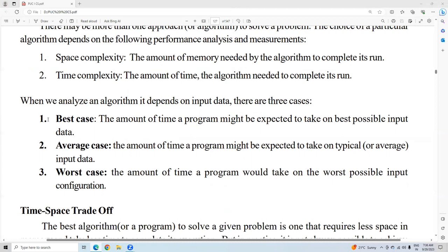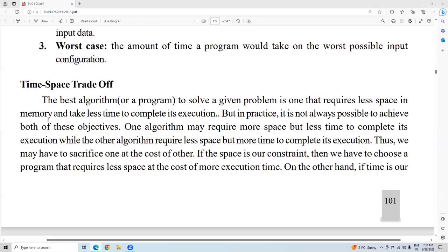The best case is the amount of time a program might be expected to take on the best possible input data. Average case is the amount of time a program might be expected to take on typical, that is average, input data. Worst case is the amount of time a program would take on the worst possible input configuration.